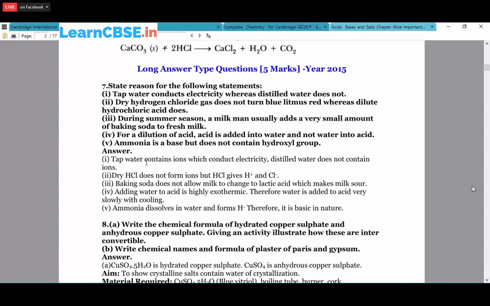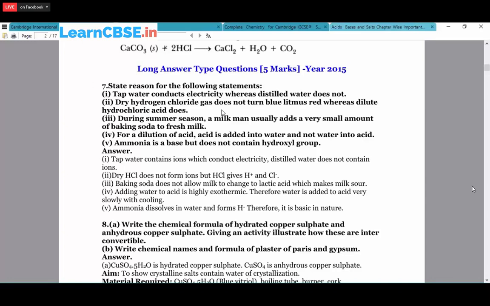But tap water contains some ions, for example Na+ and K+. Because of that, it is able to conduct electricity. Distilled water does not contain any ions, it contains purely H2O. So because of that, it does not conduct electricity.